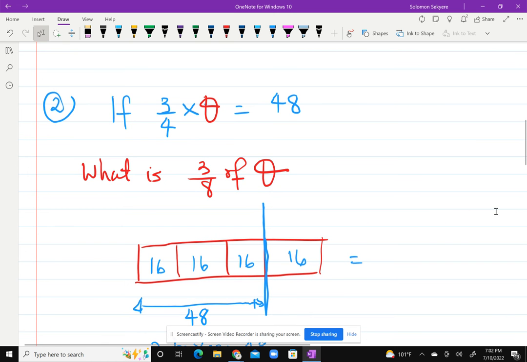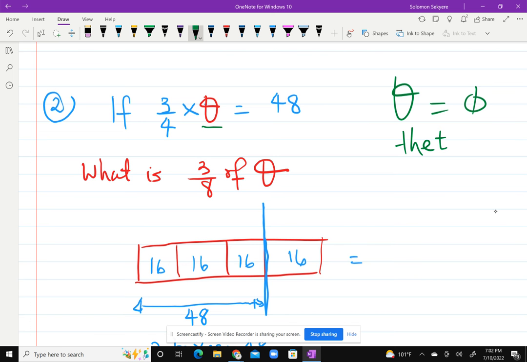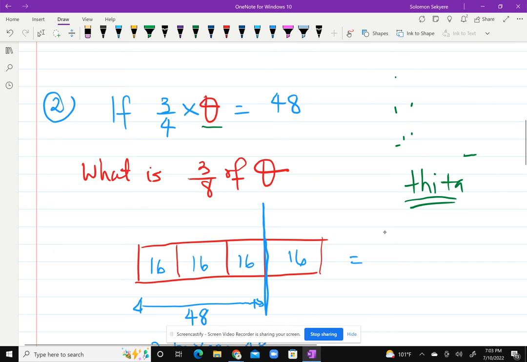Okay, what about this one here? It says 3/4 times theta. This one here, this here is not 0. Okay, that's not 0. It's the Greek letter theta. In American, it says theta, elsewhere, British, theta. Okay, so this is a symbol. It's not 0. So it's not 3/4 times 0.